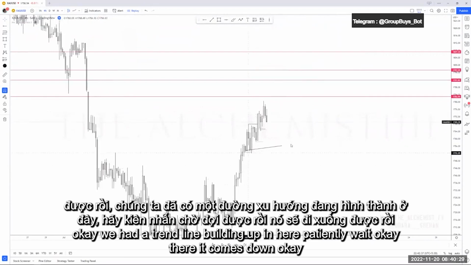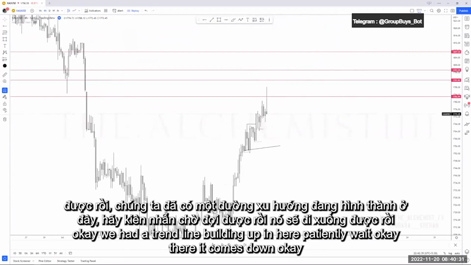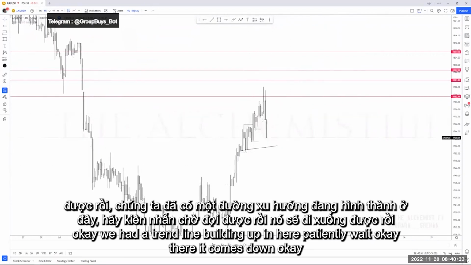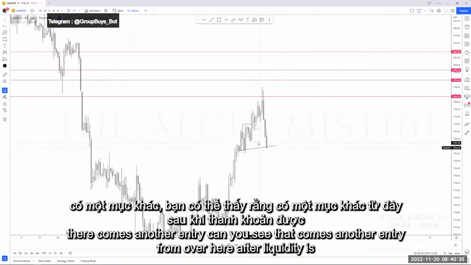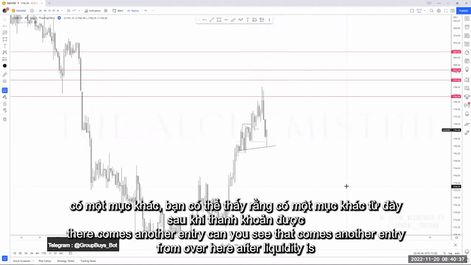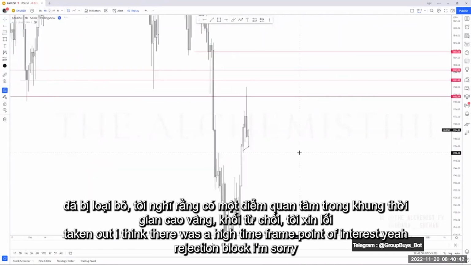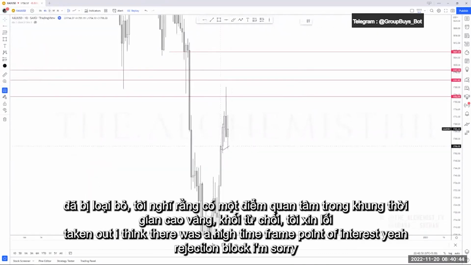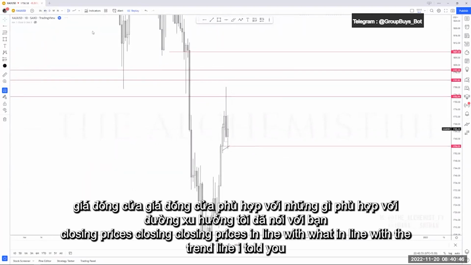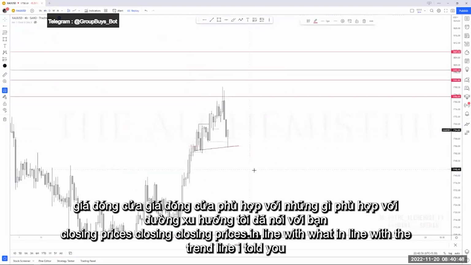Okay, we had a trend line building up in here. Patiently wait. Okay, there it comes down. There comes another entry. Can you see it? There comes another entry from over here after liquidity is taken out. I think there was a high time frame point of interest. Yeah, rejection block. I'm sorry, closing prices. In line with what? In line with the trend line.